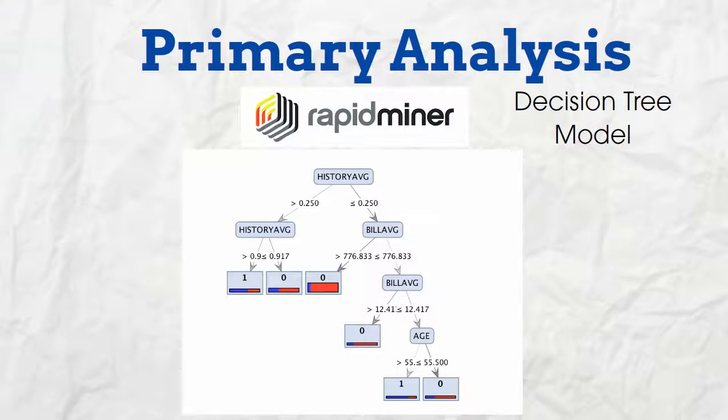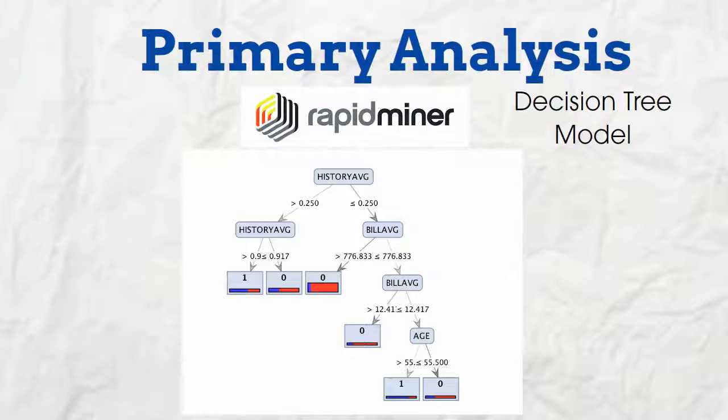This is the decision tree generated by RapidMiner. I set the maximum depth at 5. This model implies that history average is the most important variable because it is the first leaf node. The critical value it splits at is 0.25. If a customer has an average delay length of 0.25 months or less, it goes to the right. If it's greater than 0.25 months, it goes to the left.